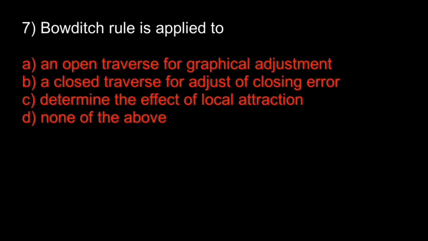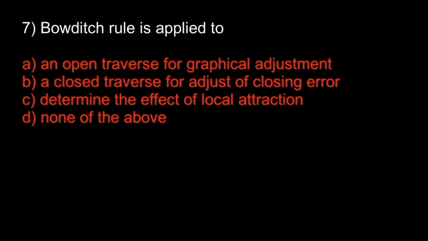Third question. Bowditch's rule is applied to: option A, an open traverse for graphical adjustment; option B, a closed traverse for adjustment of closing error; option C, determine the effect of local attraction; option D, none of the above. Now, where can we use Bowditch's rule? Actually, Bowditch's rule is used when the angular and linear measurements are equally important. The equation for Bowditch's rule: correction to latitude or departure of any side is equal to total error in latitude or departure times length of that side divided by perimeter of traverse.